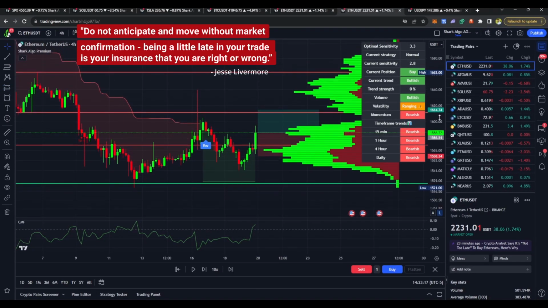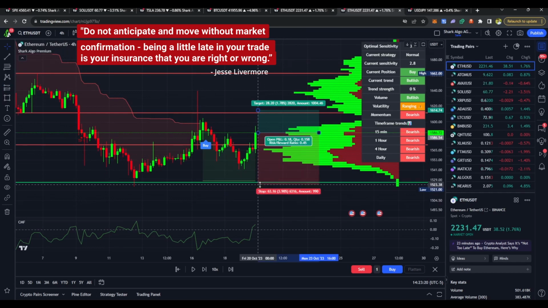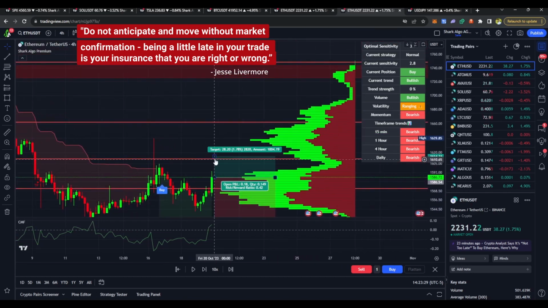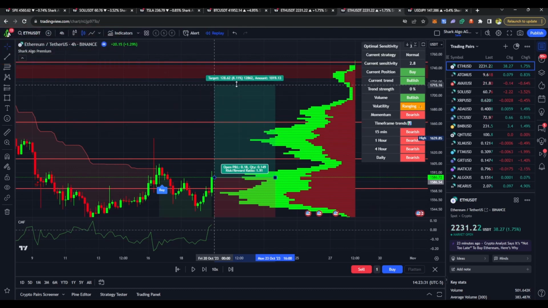We set our stop loss at the invalidation point, meaning where the trade setup is no longer valid, so that's where we want to exit the trade if it doesn't go according to plan. The Shark Algo clearly identifies all the key levels, helping you identify the optimal entry and exit points.